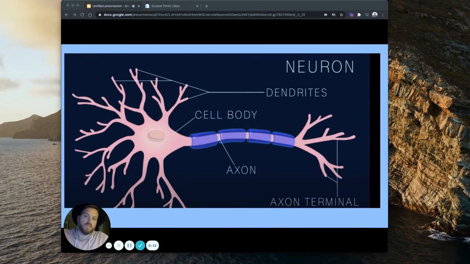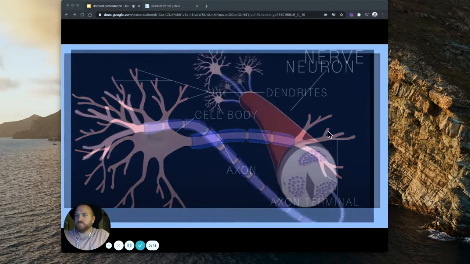A neuron has four main parts. First, you have the dendrites. Then you also have the cell body. The dendrites receive information. The cell body processes and integrates that information. You have the axon, which carries the information along long distances from one part of the neuron to another. And at the end, you have the axon terminals, which transmit the information to the next cell in the chain.